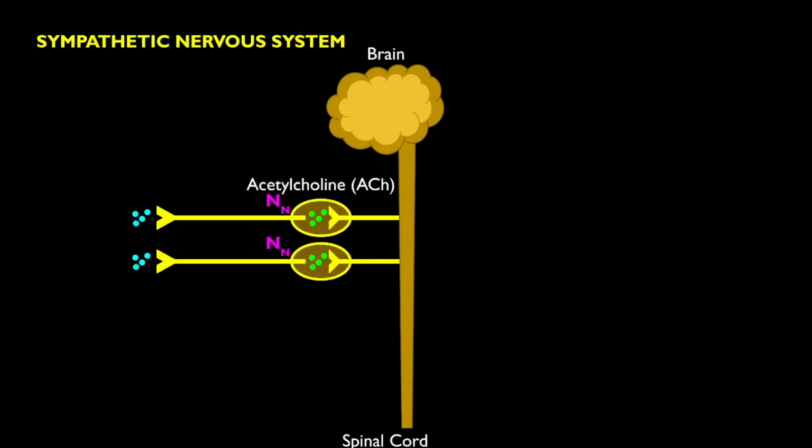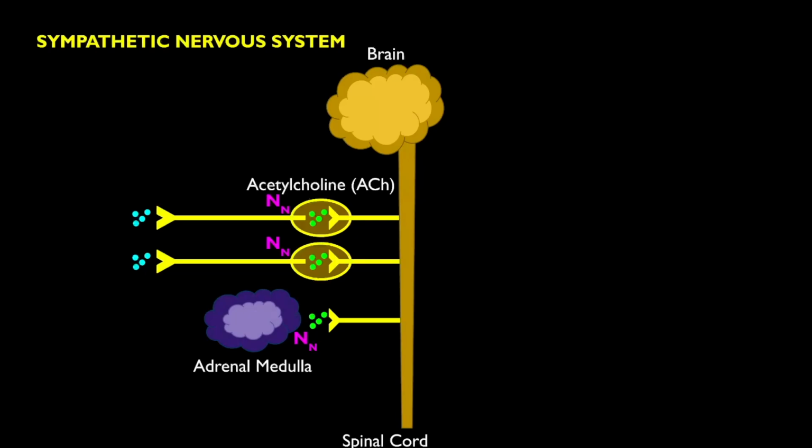Now, another important fact is that the preganglionic neurons don't necessarily have to relay in an actual ganglion. These can relay in the adrenal medulla through the NN receptor. So these are the possibilities.